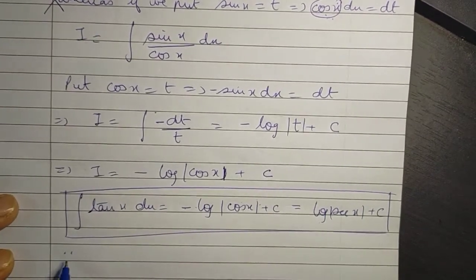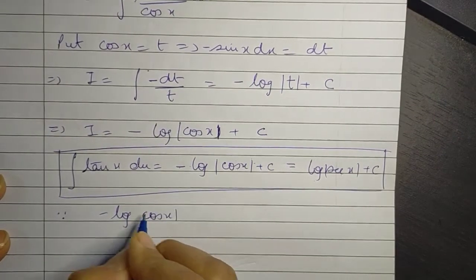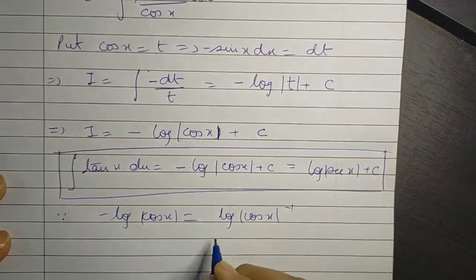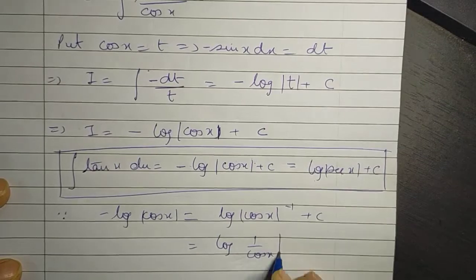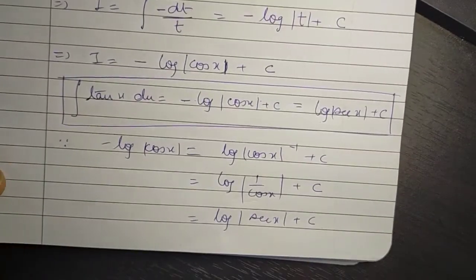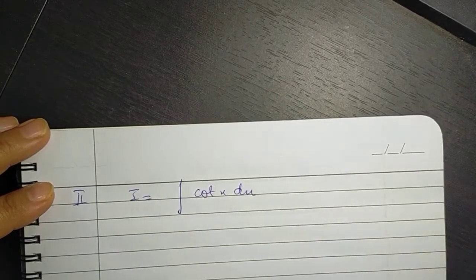And how do we get that? Since minus log cos x equals log of cos x inverse plus c, which is equal to log of 1 upon cos x plus c, which is equal to log of sec x plus c. Okay, now similarly we can get the result for cot x. The second function is the integral of cot x dx.